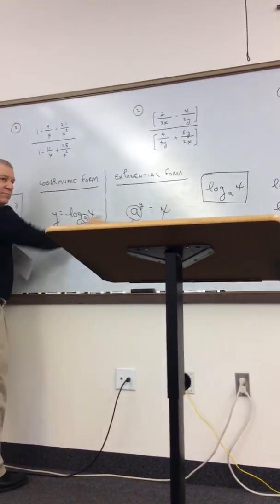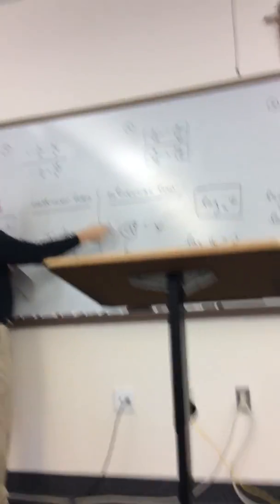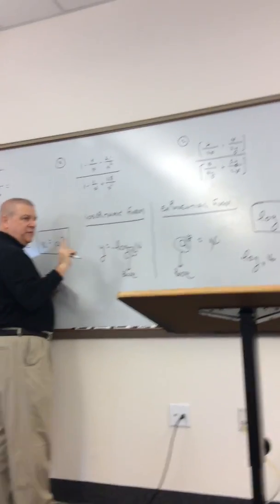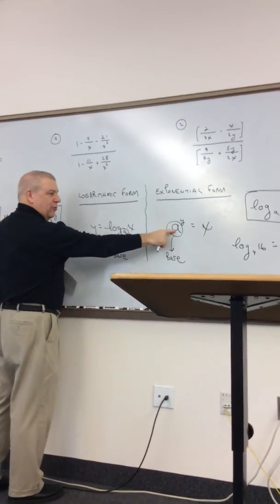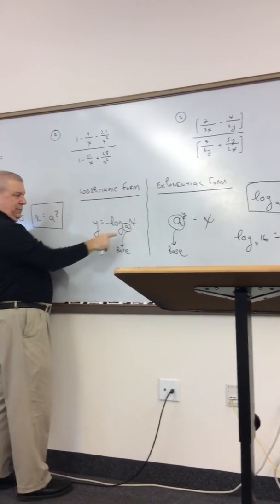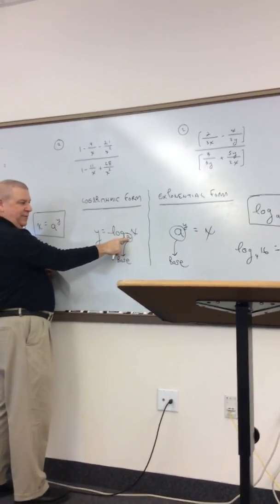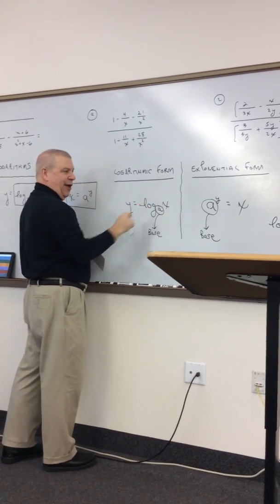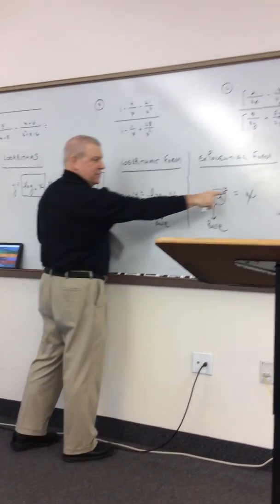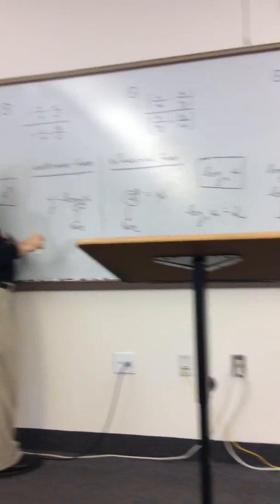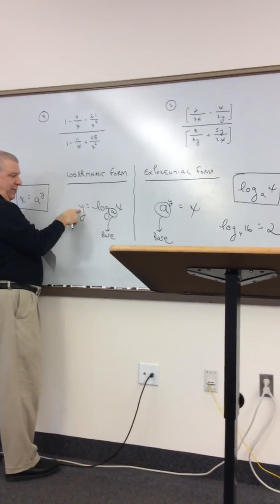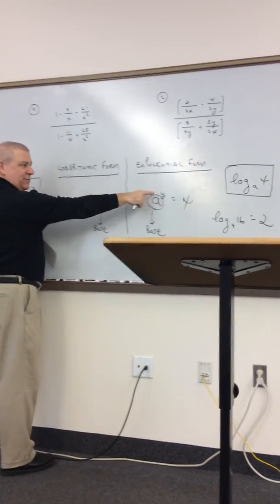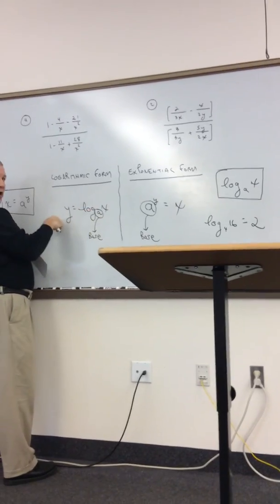Here are your 2 conversion factors. a to the y equals x. So in log form, where's the a? That's the little base. What goes after the log? What it equals. And the y is the exponent. Didn't I say a log is an exponent?